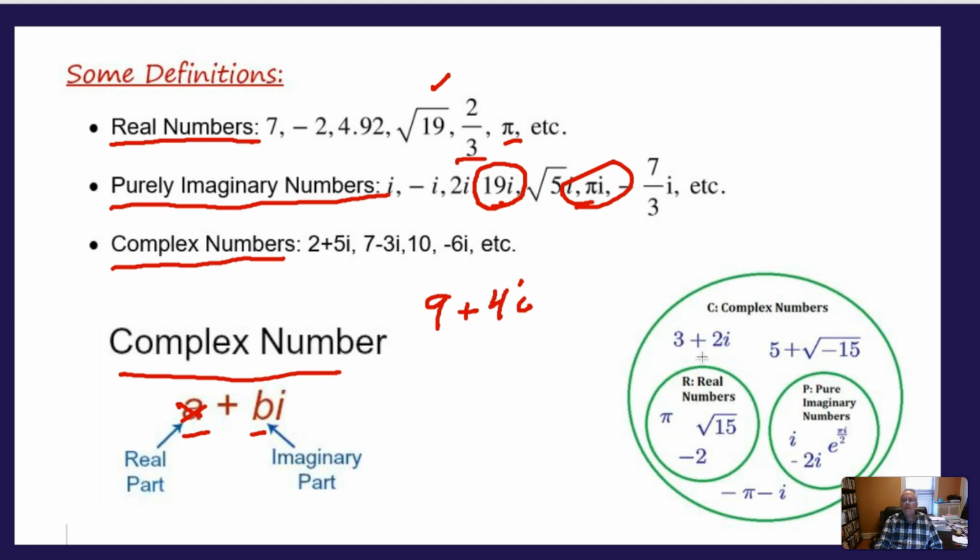So here we go. The outer circle is the complex numbers. It includes the real numbers we're familiar with and also the purely imaginary numbers. All right, so you'll be hearing these names a lot.